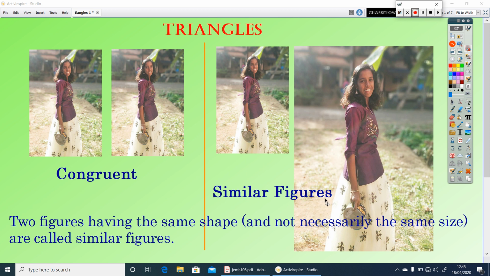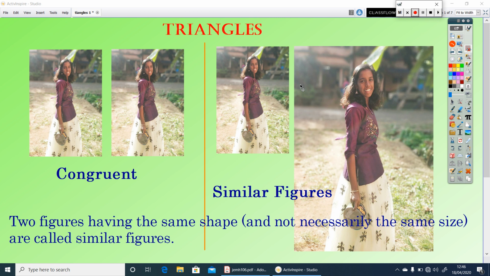So we can define similar figures as two figures having the same shape and not necessarily the same size are called similar figures. You can say these two congruent figures are similar, but all similar figures are not congruent. In this chapter we are discussing the similarity of triangles and its applications.